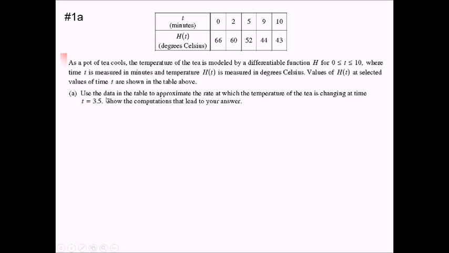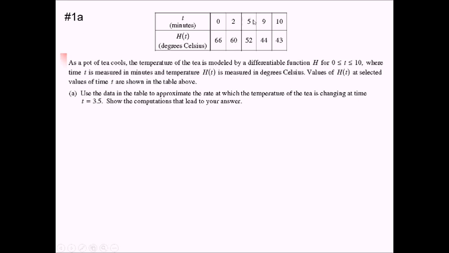So we can't find the instantaneous rate of change of h at 3.5. We can't find h prime of 3.5 exactly, but we can approximate it by finding the average rate of change for the h function over an interval that contains 3.5. Taking a look at my table, probably the best interval to use is the interval from 2 to 5. Anything with 3.5 in it would work, but why not just use the closest one?